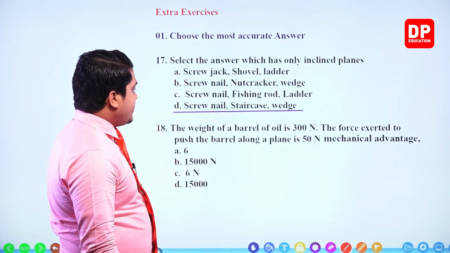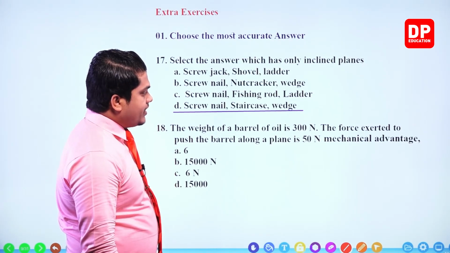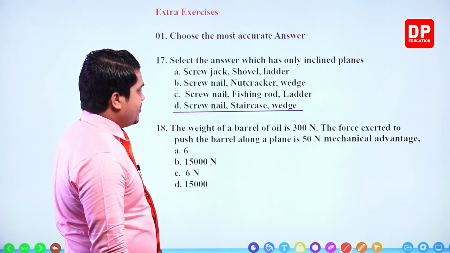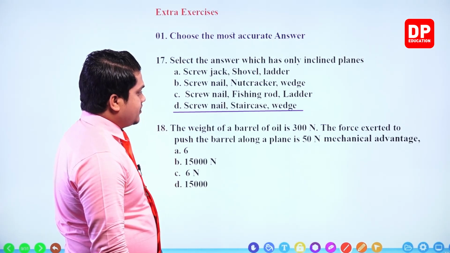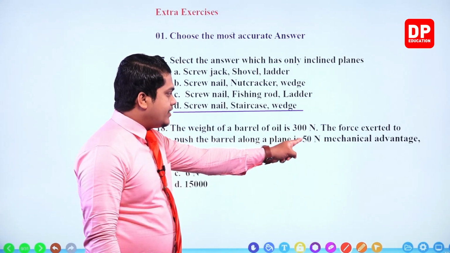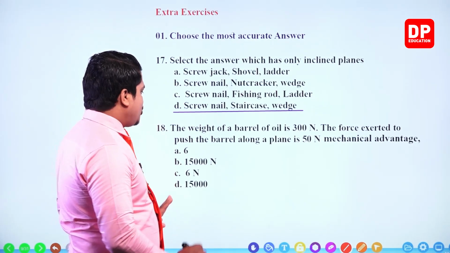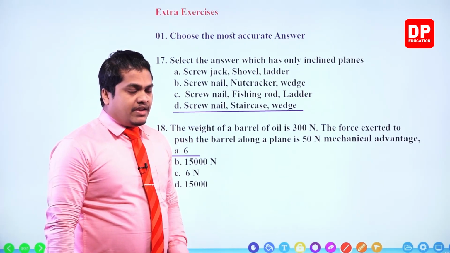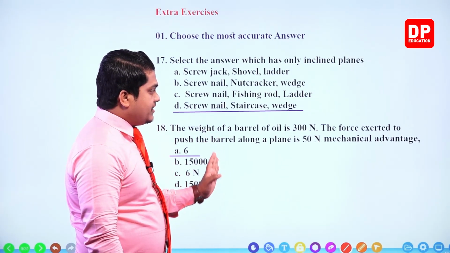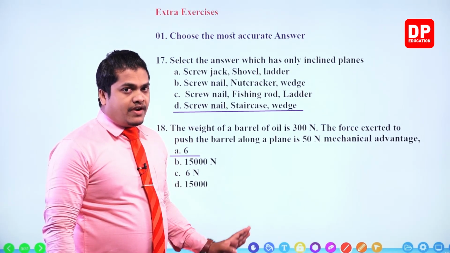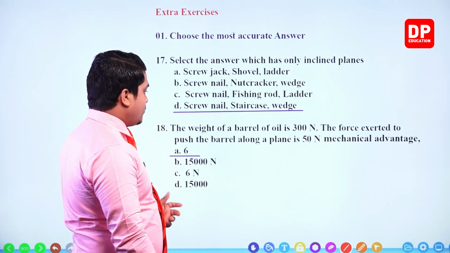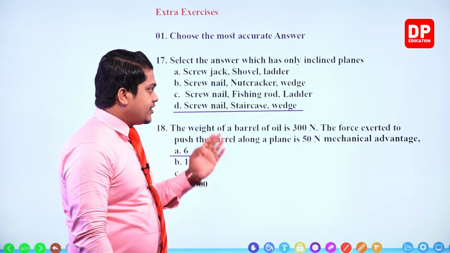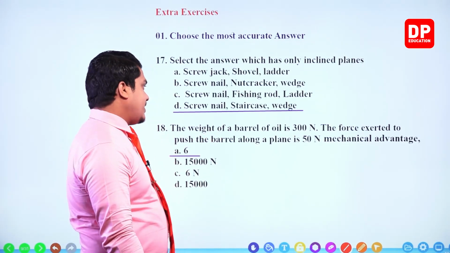Next one, weight of a barrel is 300 Newton. Force exerted to push the barrel along a plane is 50 Newton. Mechanical advantage. Very simple, you just divide 300 by 50. Answer is just 6, not 6 Newton, just 6. Mechanical advantage means, my dear children, load divided by effort. When you divide load by the effort, you get the answer for the mechanical advantage. So the mechanical advantage is equal to 6. Okay. 300 over 50. Right.